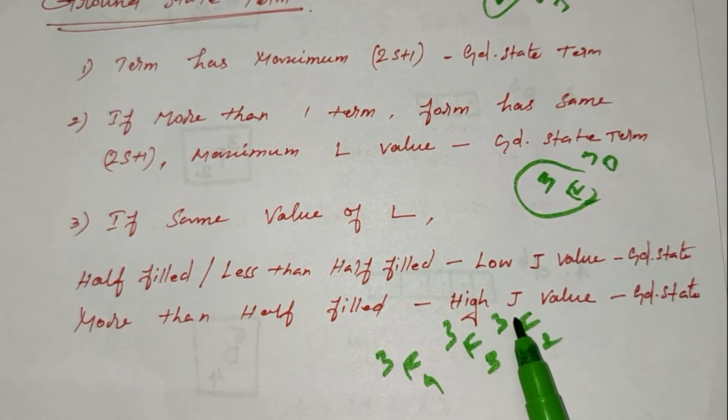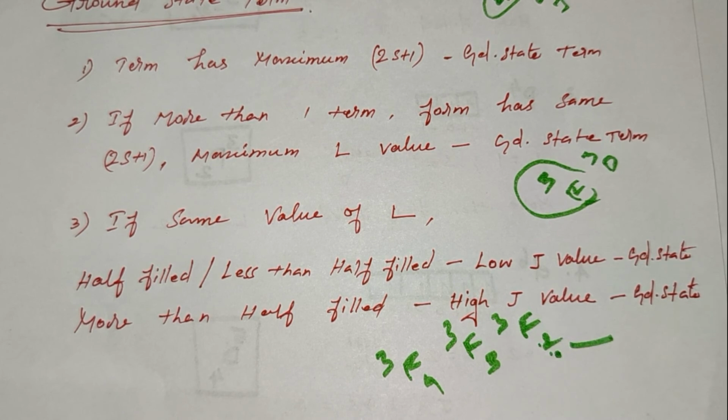Same 2S plus 1 value, same L value, but different J values. How will you calculate the ground state term? If the electronic configuration is half filled or less than half filled, the lowest value of J is the ground state term. If the electronic configuration is more than half filled, the higher value of J is the ground state term.